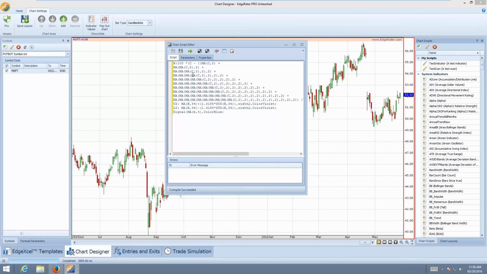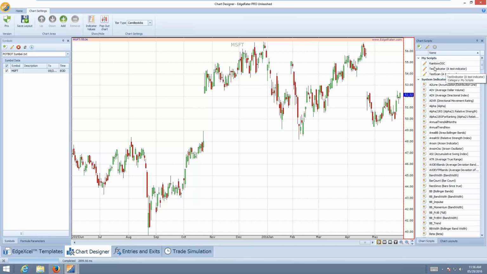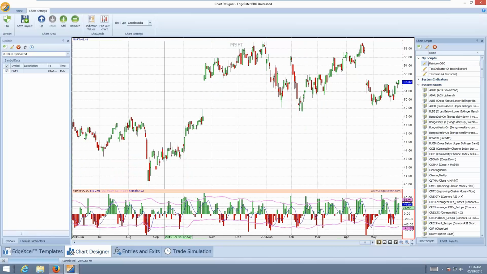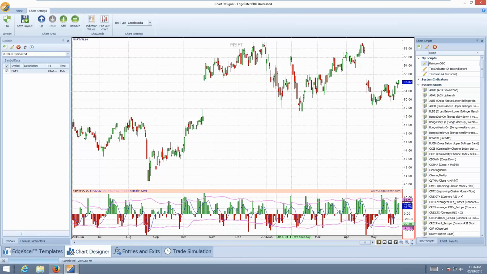Anyway, once you've copied it in here, you just click Save As, and you could say, well, I think it was called Rainbow OSC, put that there, and then you close this down, and you should find then in your My Script area, you have a script called Rainbow Oscillator. If you double click on that, it gets added to the lower part of the chart. Very nice. So yeah, lots of extra things to look at there.